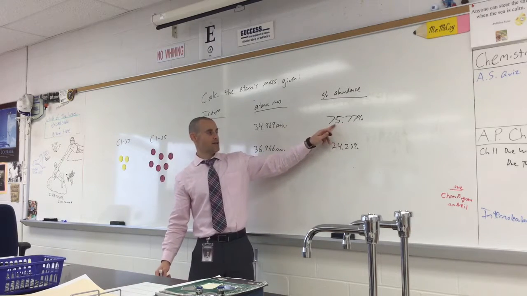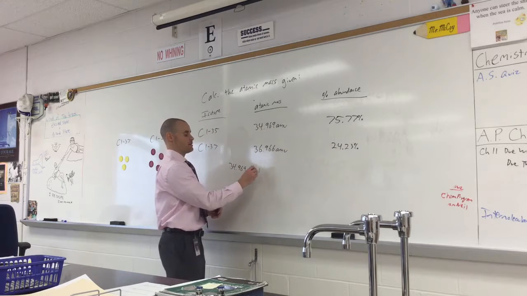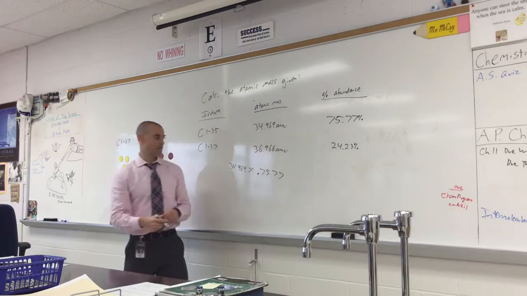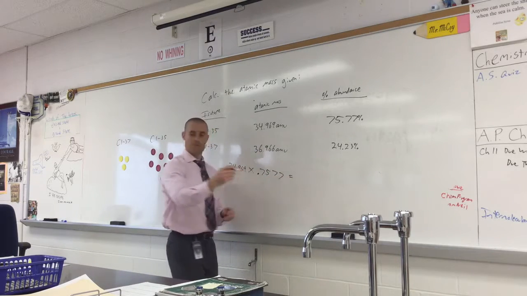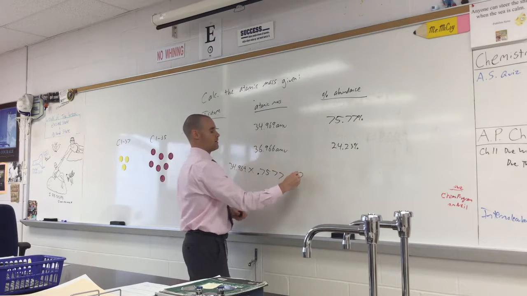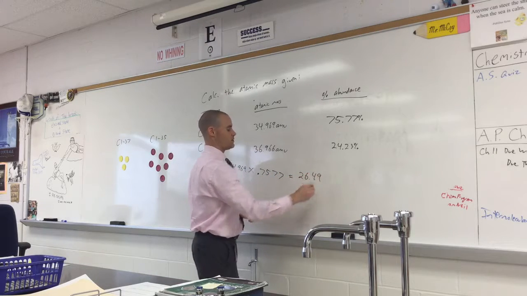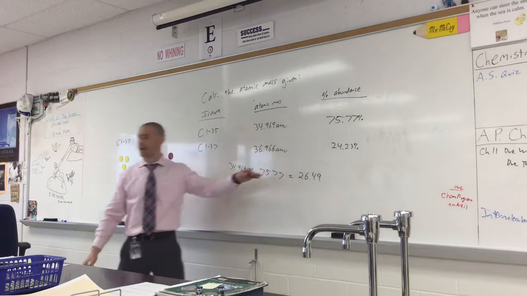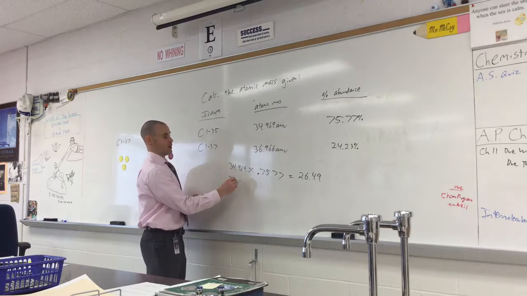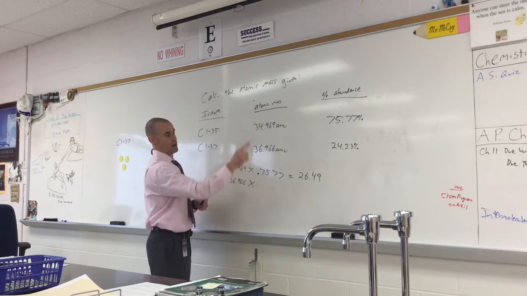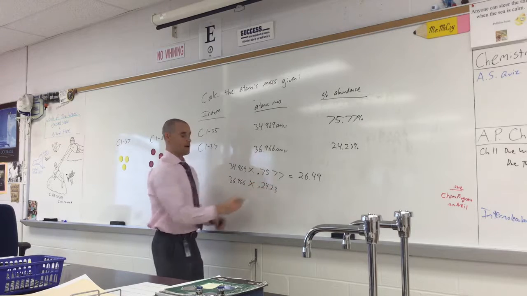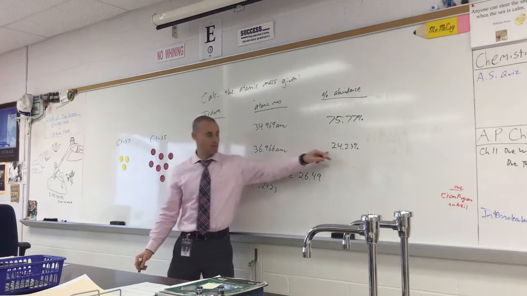So we move this to the left. 0.7577 times the mass. What do we get? 26.49. So she rounded to the hundredths because that's what I said. That's fine. Now, we take this mass, 36.966, multiplied by 0.2423.